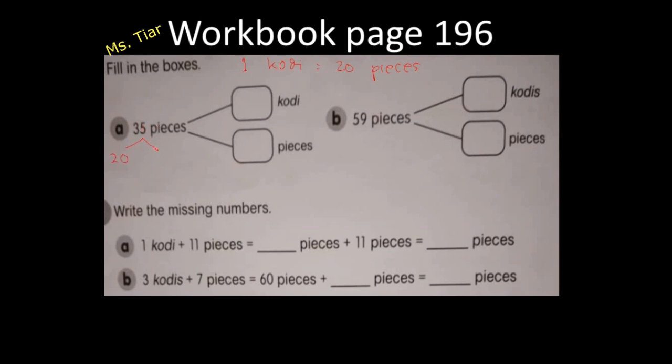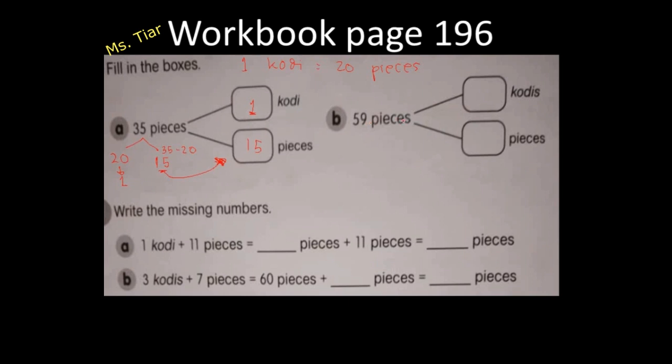And then the rest of the number, how do we get it? 35 subtracted by 20, we get 15. You write down 15 here. And then remember, 20 pieces equals 1 kodi, right? You put it here, and then the rest of the number, 15, you put it here. So we get 15 pieces here.